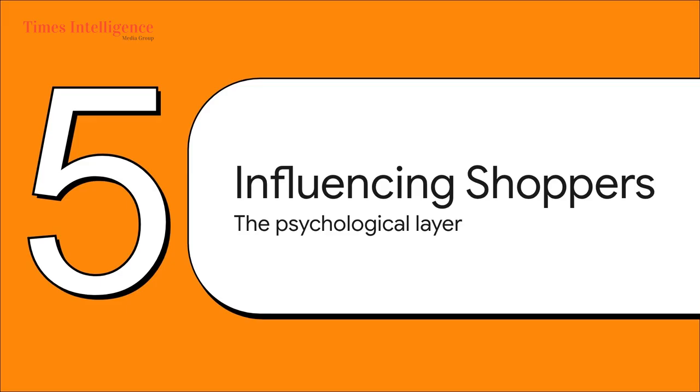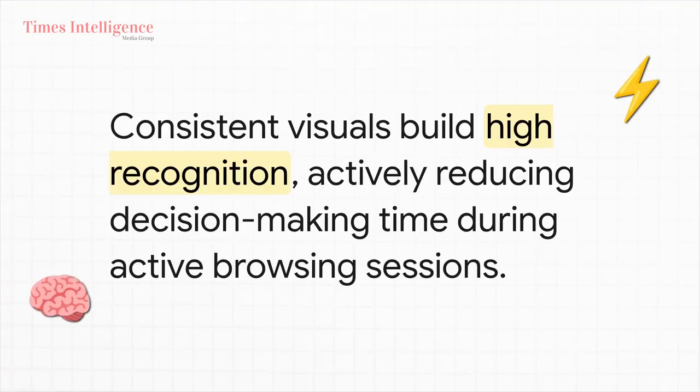Which leads us nicely to part 5, influencing shopper behavior. Let's peel back the psychological layer. It all begins with the principle of repeated exposure. When you place consistent product visuals in high traffic zones, like a massive homepage header, you build incredibly high recognition. Users encountering the same visually appealing products develop a familiarity that actively and almost subconsciously reduces their decision-making time during browsing. That elevated visibility naturally increases the probability that they're going to interact.